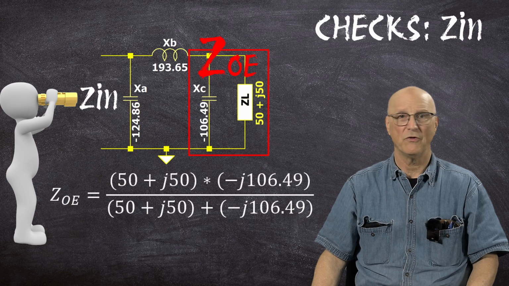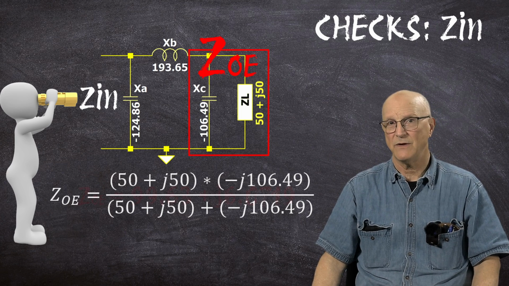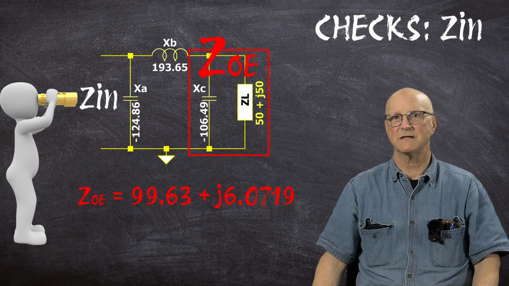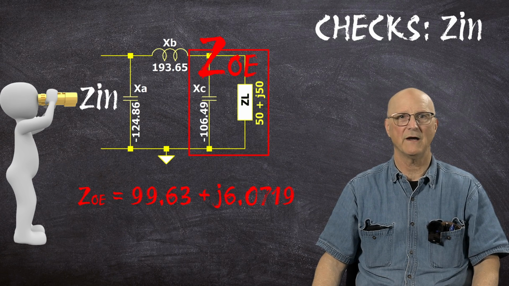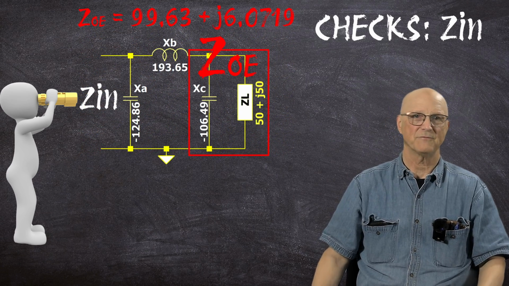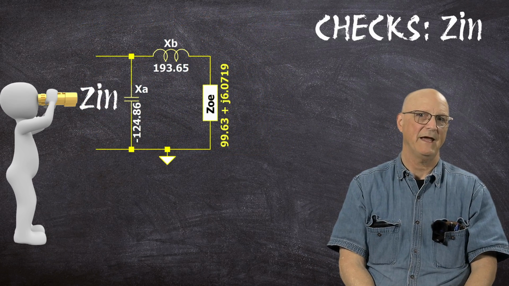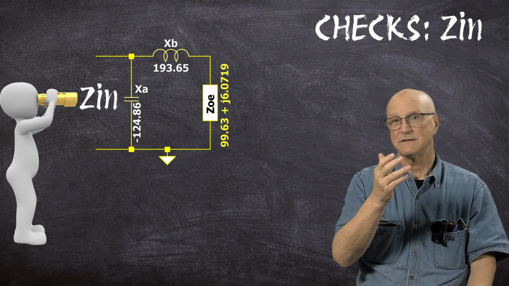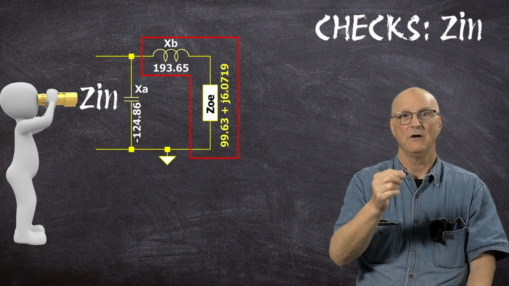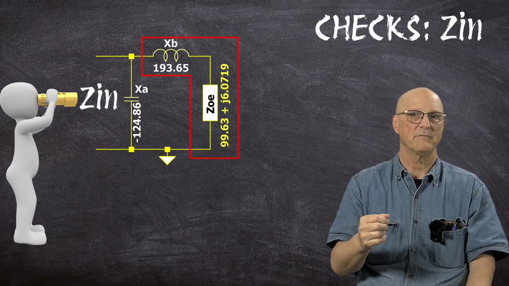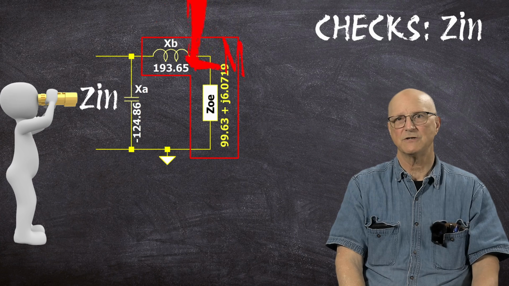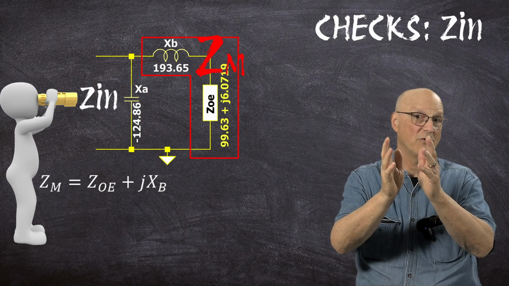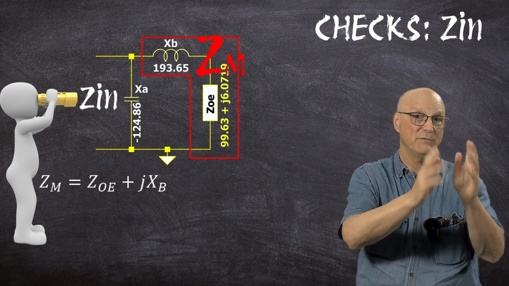Using OCTAVE to do the math, we get that Z_OE is equal to 99.63 plus j6.0719. Okay, so now let's look back at our schematic. And we can see that this impedance that we just calculated is in series with the inductor whose reactance is XB. I'm going to call this combination Zm. So Zm is equal to Z_OE plus jXB.